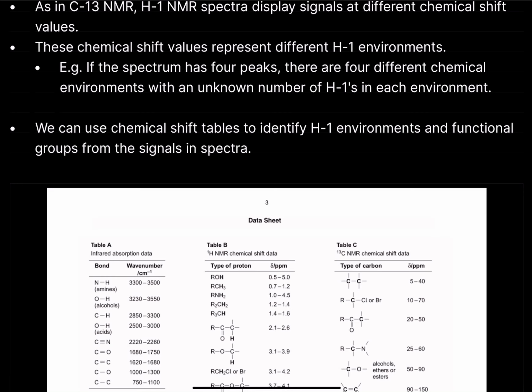The integration ratio, like I said, would tell you how many hydrogens you have bonded to that carbon, really, or next to it. Obviously, I'll go and explain what the N+1 rule is, but the number of peaks you have just represents the number of hydrogen 1 environments that you have.